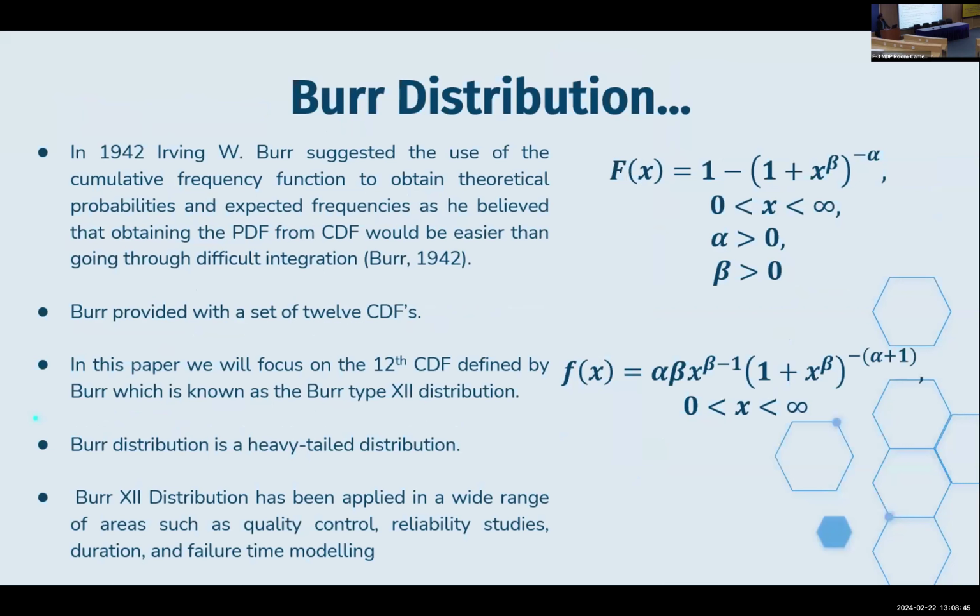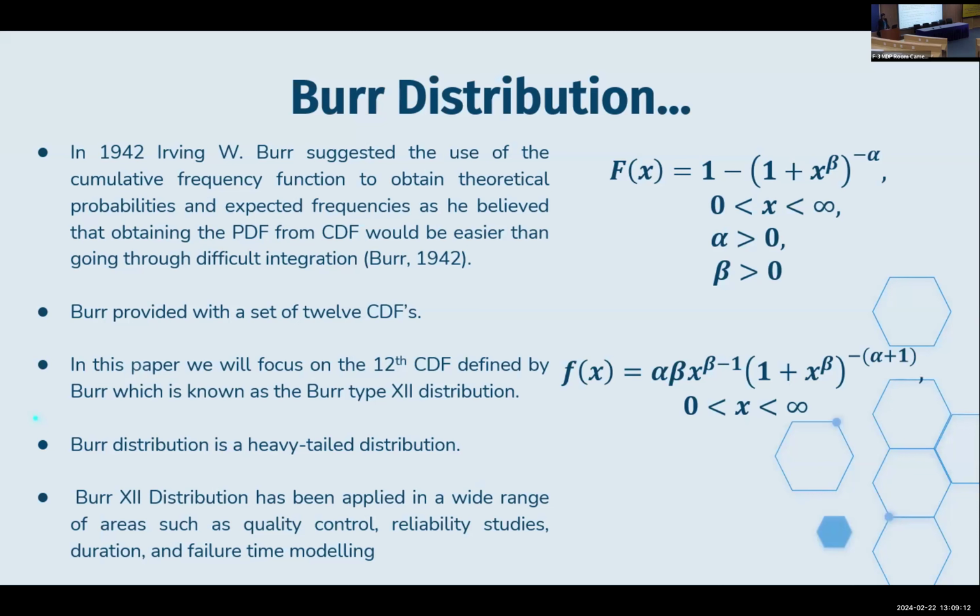In 1942, Irving Burr suggested the use of cumulative distribution functions to obtain the PDFs, because he believed that obtaining PDFs from the CDF is easier rather than going through a difficult integration process. And he provided a set of 12 CDFs, out of which the 12th CDF is what we are using here. The CDF and the PDF are displayed over here for information.